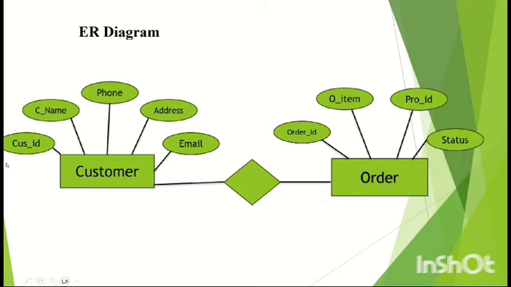You may be thinking, what is a primary key? The primary key should not be null, and it should be unique in nature. So this field we can say is a key attribute as well as a primary key. And this is a simple ER diagram for customer relationship management.